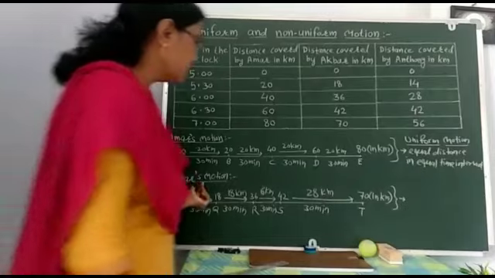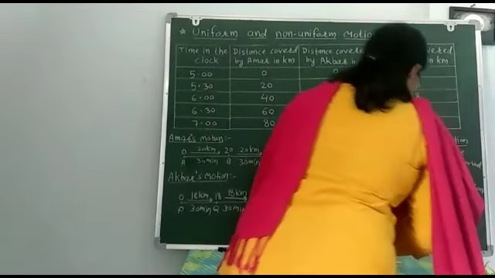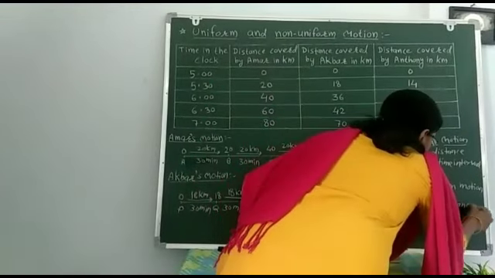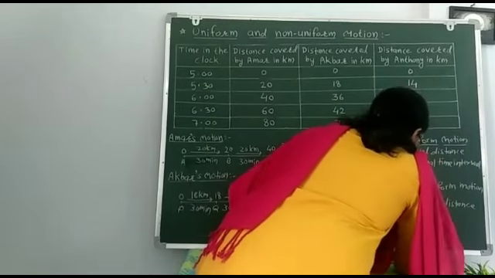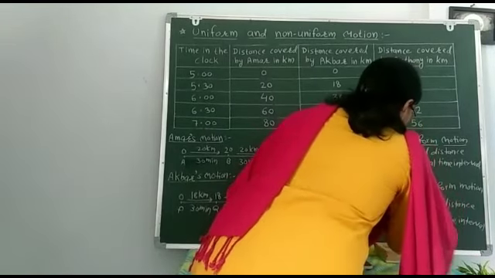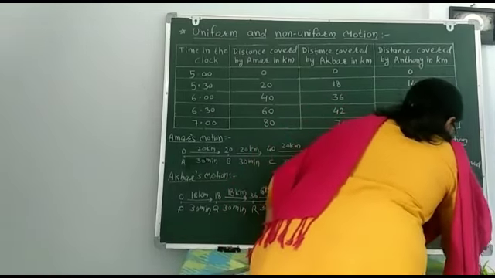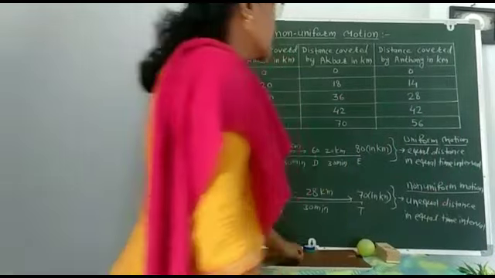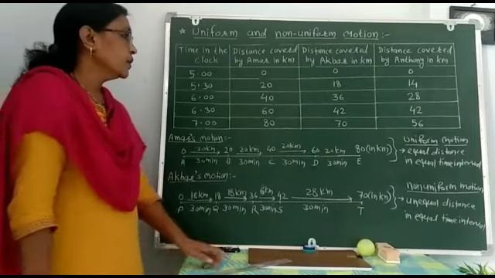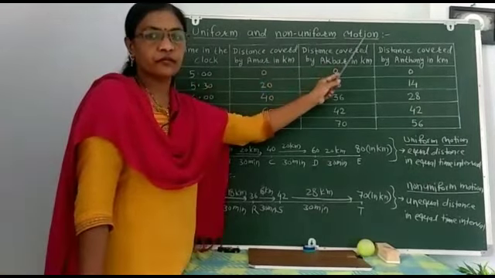So Akbar's motion is non-uniform motion because he covers unequal distance in equal time interval. So such type of motion is called non-uniform motion. In this way, we define the uniform and non-uniform motion.